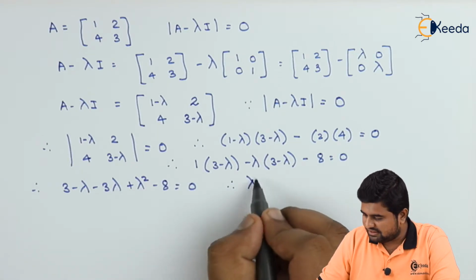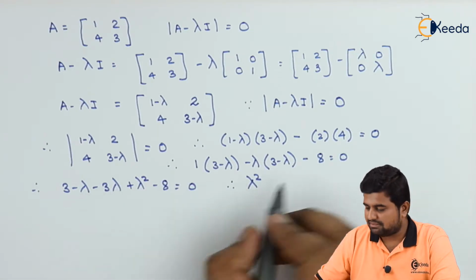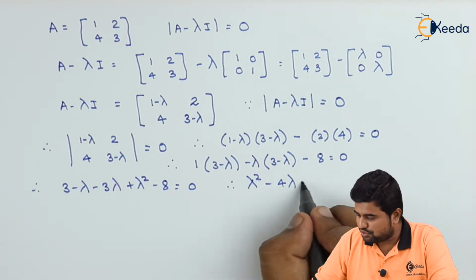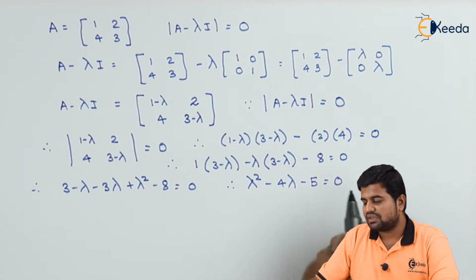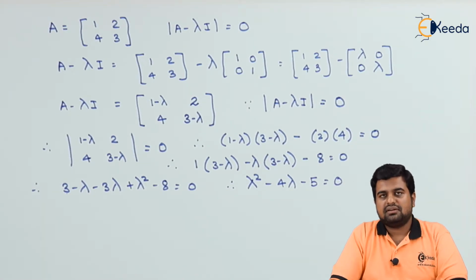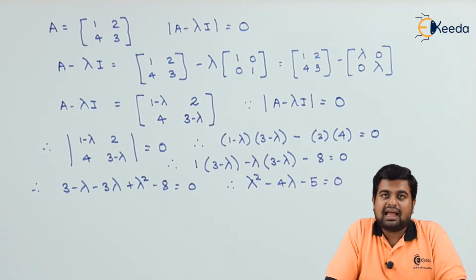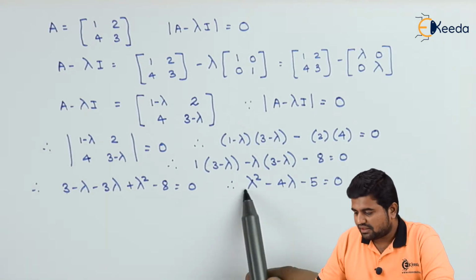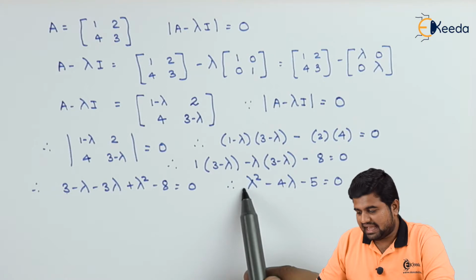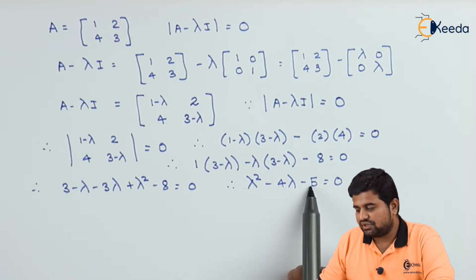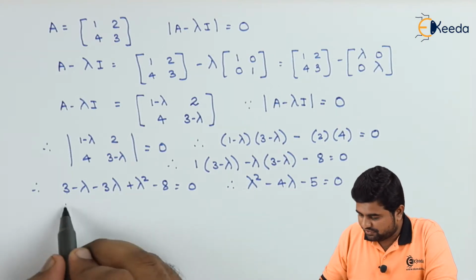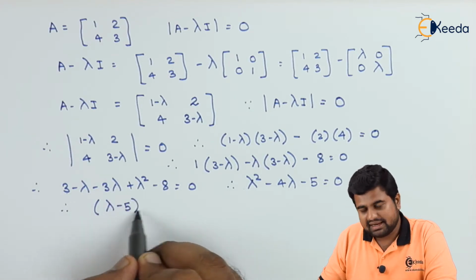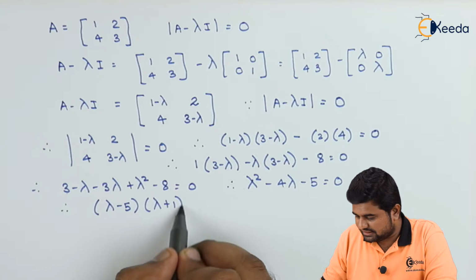Therefore, we'll be having lambda square minus lambda minus 3 lambda is minus 4 lambda, and this is 3 minus 8, which is equal to minus 5, equal to 0. So now using the calculator, we go to the equation part and solve the equation ax square plus bx plus c, putting the value a as 1, b as minus 4 and c as minus 5. Therefore, we get lambda minus 5 into lambda minus 1 is equal to 0.